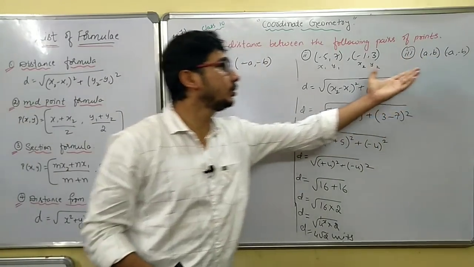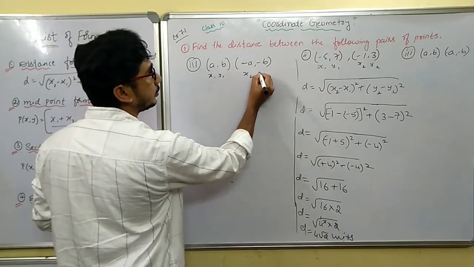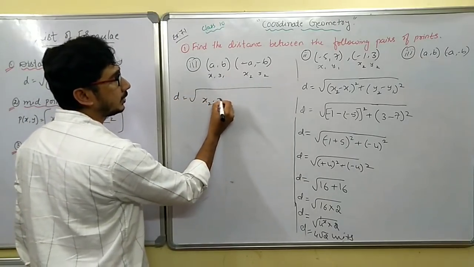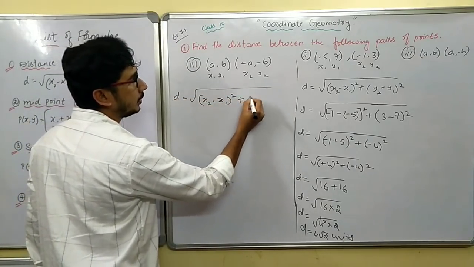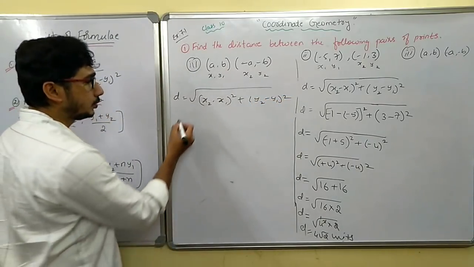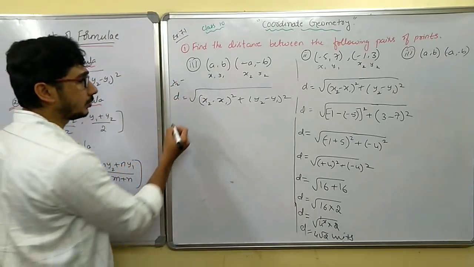I have copied this question here only. I'll write this one as x1 y1. This is x2 y2. So d is equal to root of x2 minus x1 whole square plus y2 minus y1 whole square. I have written the formula. So if you write the formula, you'll get half marks. Remember, without mistake you have to write.